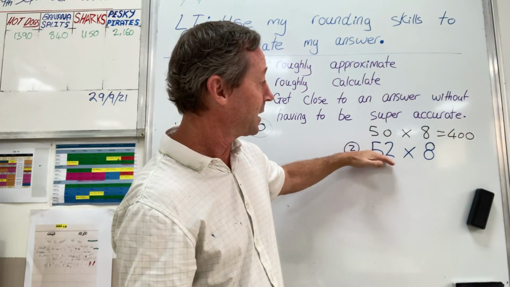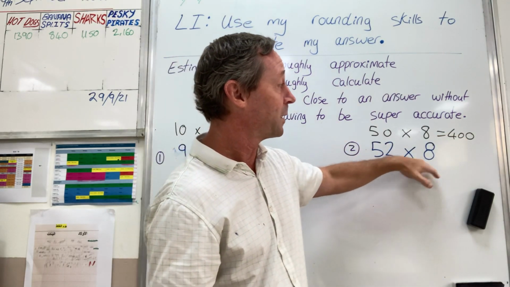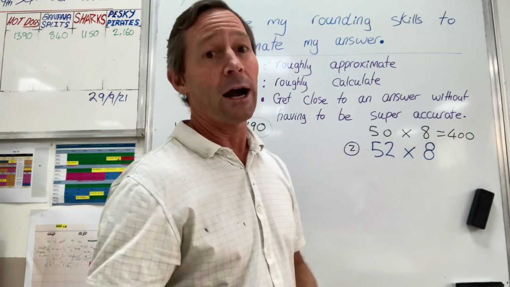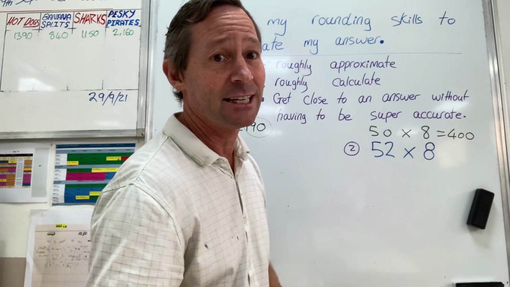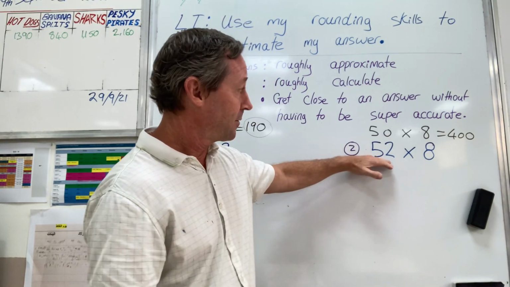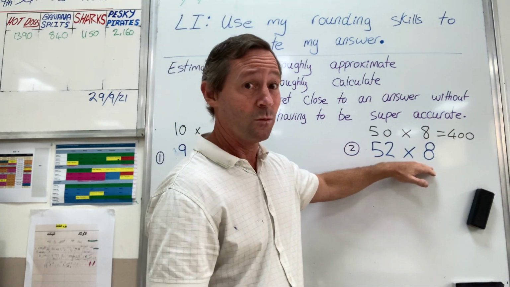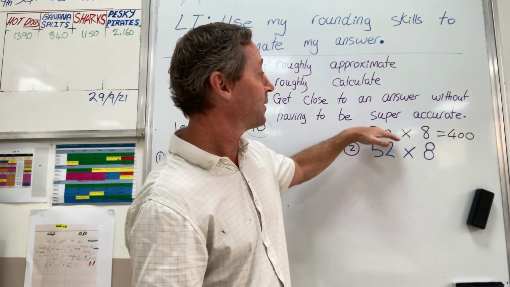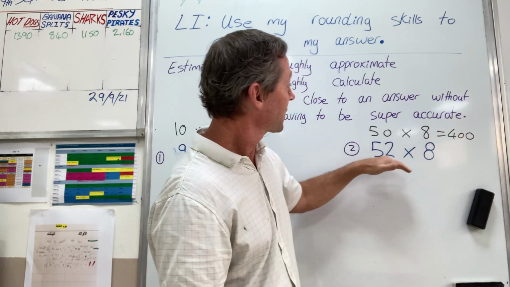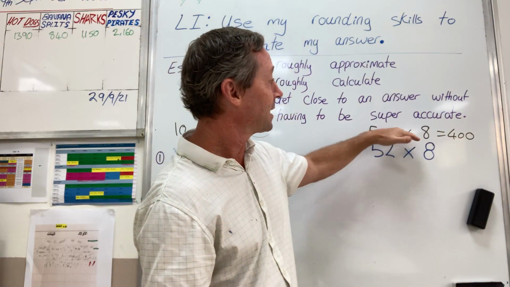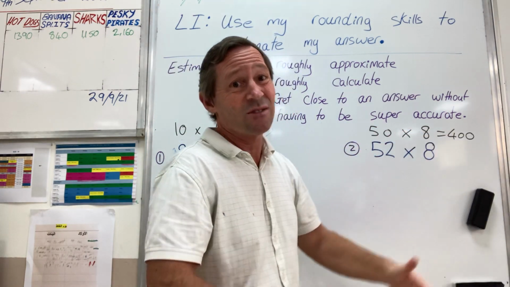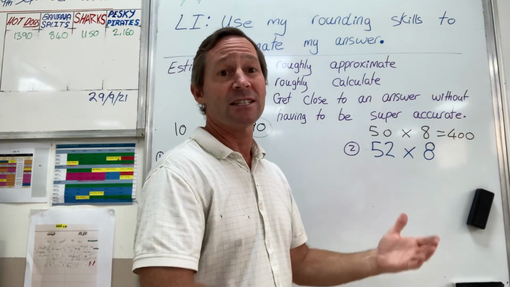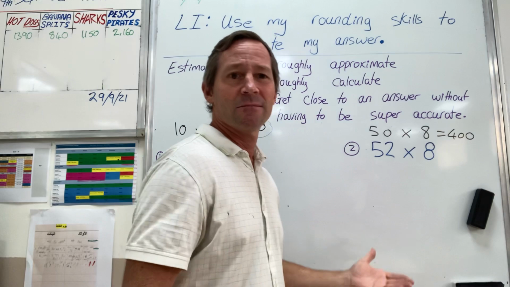Do you think 52 times 8 would be greater than 400 or less than 400, and why? Go give that extra detail. Clearly, 52 times 8 would be a little bit more than 400. So before we had 50 times 10 was 500. Now we've got 50 times 8 is 400. So it's approximately in between 400 and 500, somewhere in there. Easy, really, isn't it?